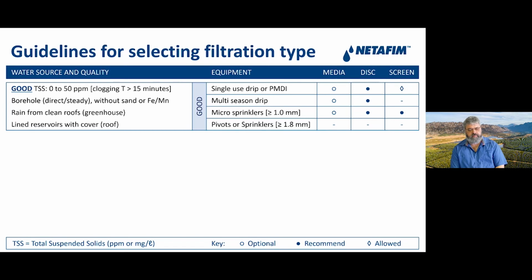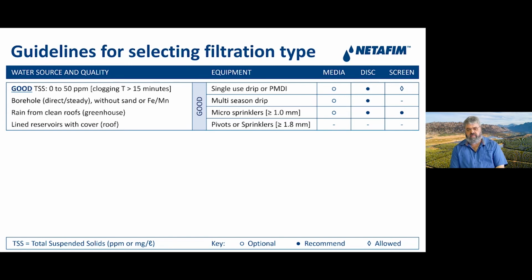and then determine the water quality. So with good water, a good example will be pumping direct from a borehole that has a steady flow of water without sand that's present in the borehole or any iron or manganese. Also, a good example will be in a greenhouse application where we collect the rainwater from the roof, and then any reservoir that is lined with a lining and a cover or a roof will also be determined as a good quality water. Obviously, it depends what we put inside that reservoir.